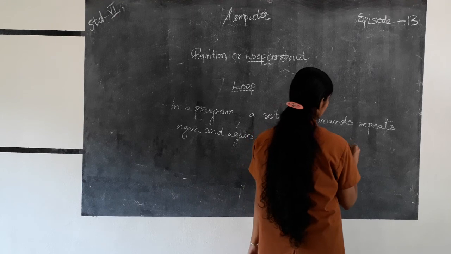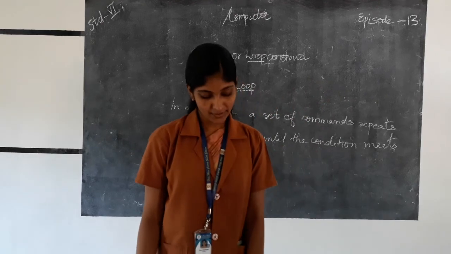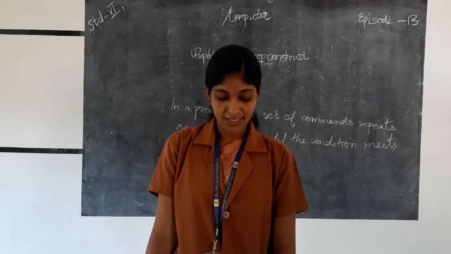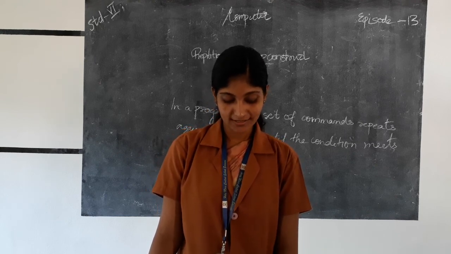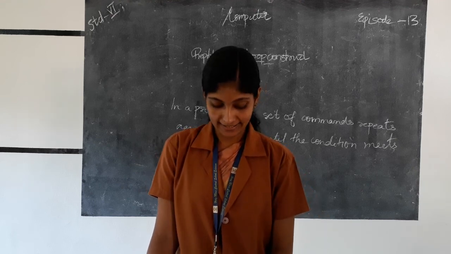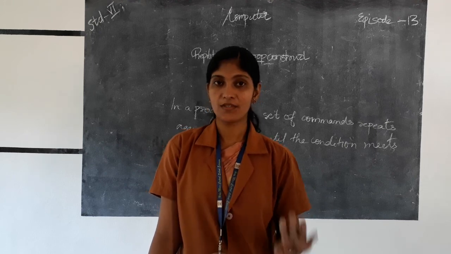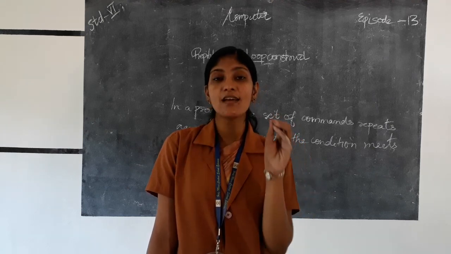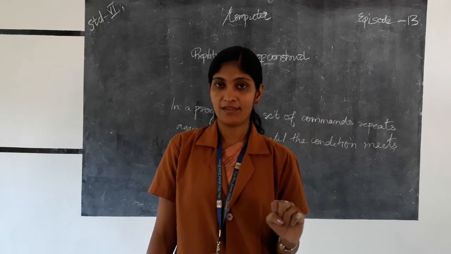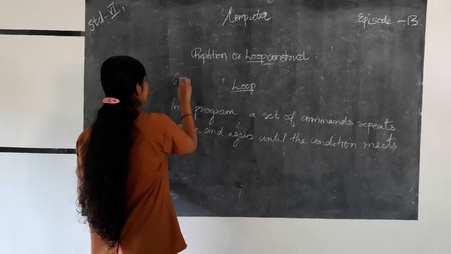So let's take an example. Look at the picture, page number 54. An example of a loop in real life. You are running on a circular track in a garden. Just assume you are running on a circular track in the garden and decided to take 6 rounds of the track. How many rounds? 6 rounds.